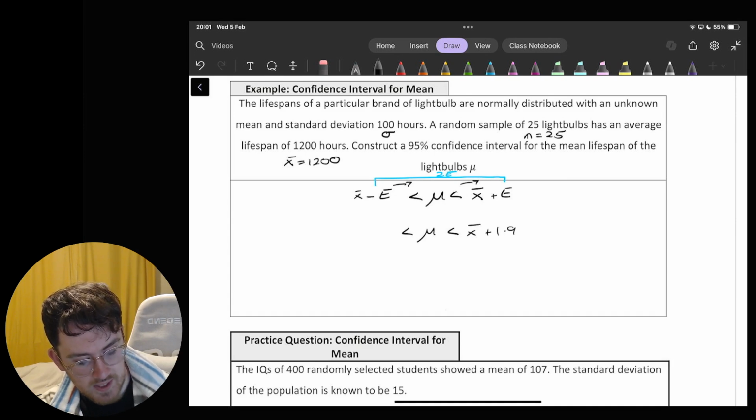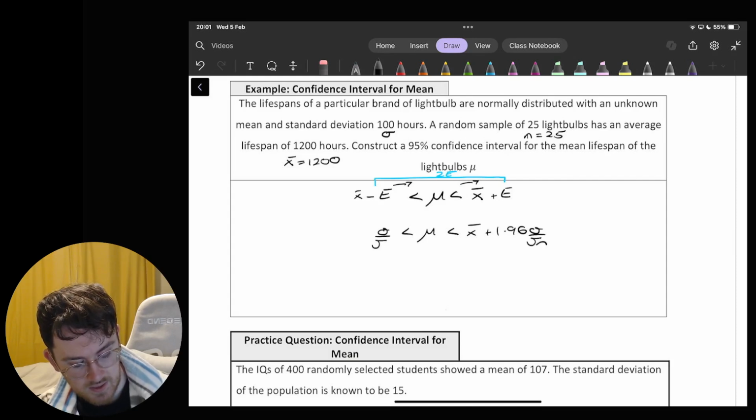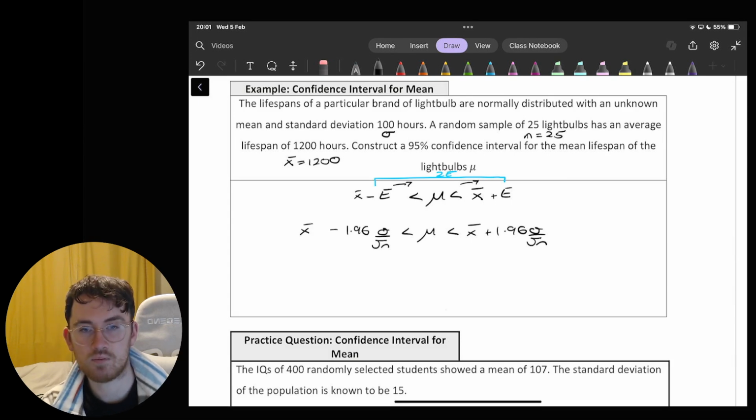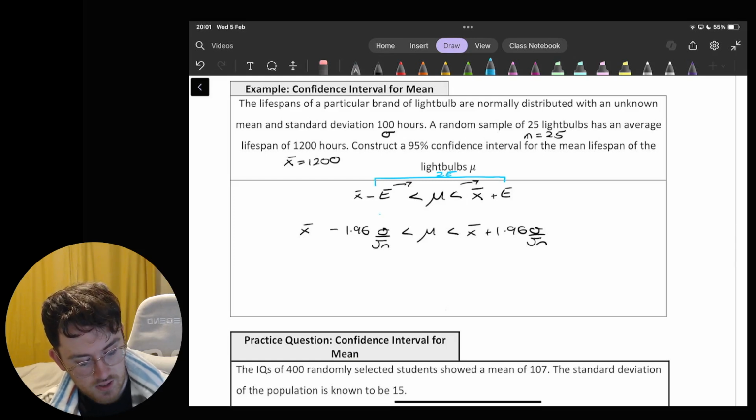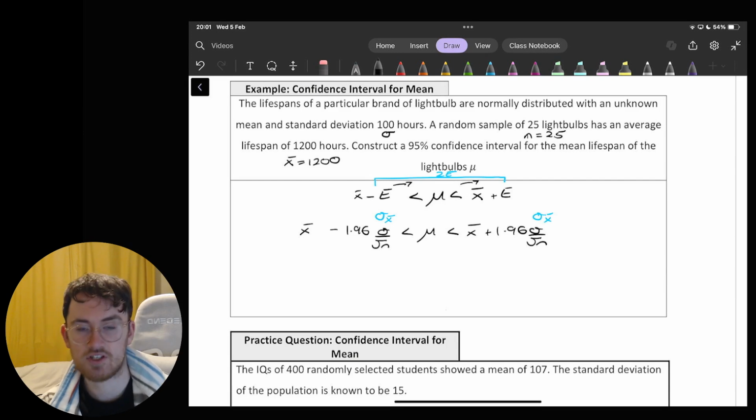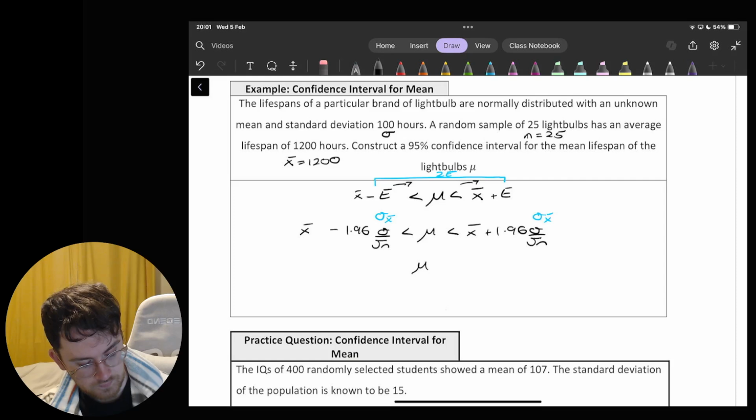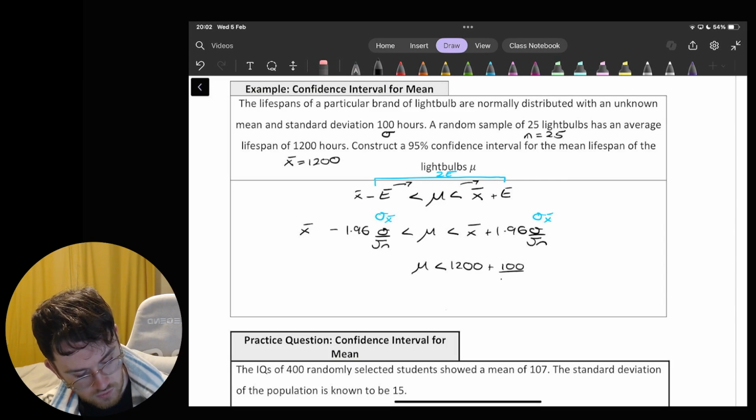Because this is population mean that I'm calculating here, I need to make sure that I use the formula for population mean, which uses the standard error, sigma x bar. Sigma x bar is again given in your formula and table spec. So filling in what we can here, 1,200 plus 100 over root 25. And again, I'll forget my 1.96 as well.